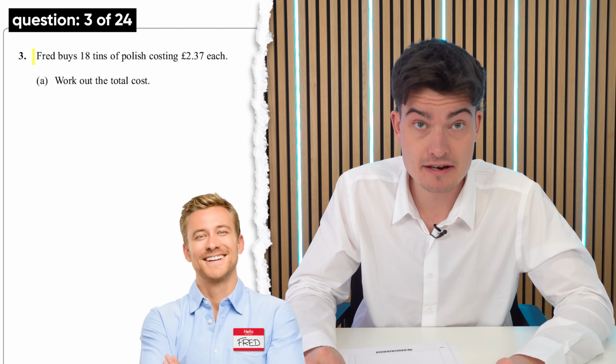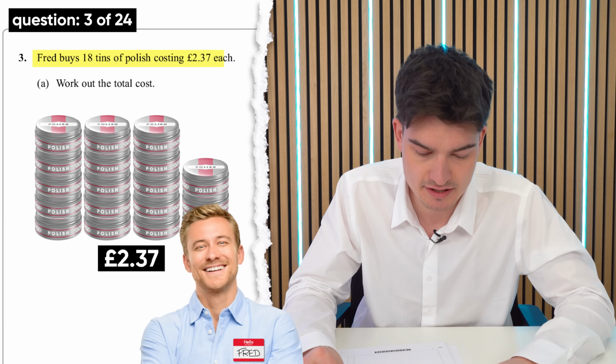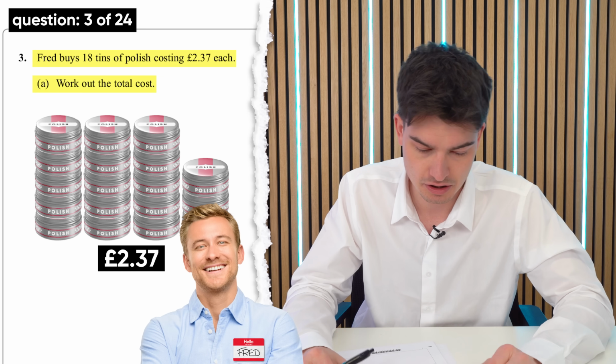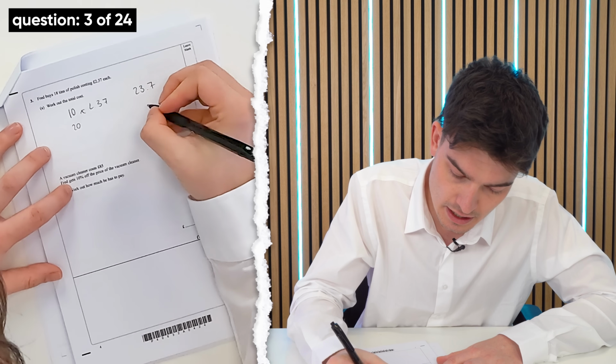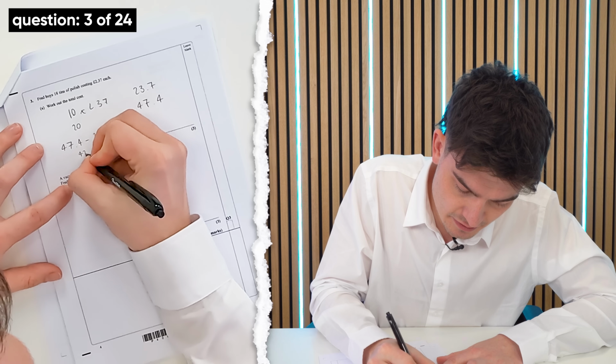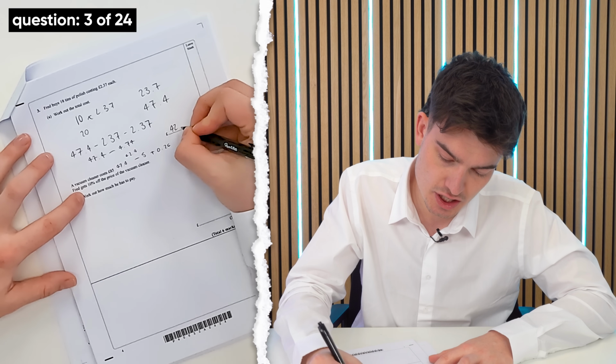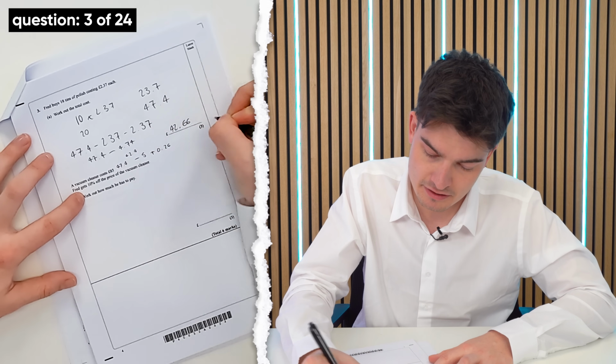So, Fred has just bought 18 tins of polish costing £2.37 each. Work out the total cost. If we have 20 of them, we have 47.4. We do. 47.4 minus 4.74. What's that? My brain is rotten. £42 and 66p. Give me 3 marks.